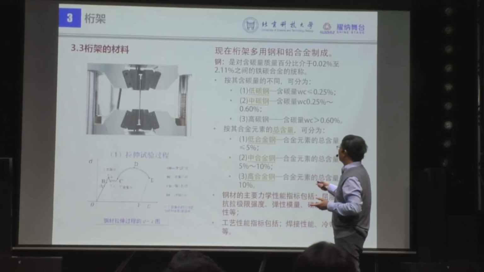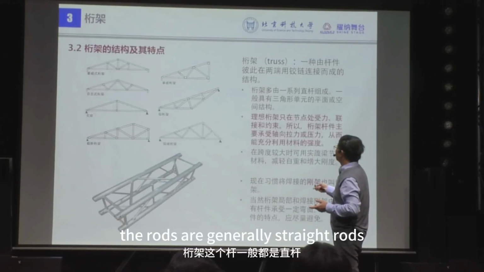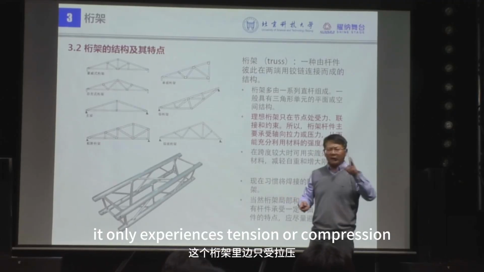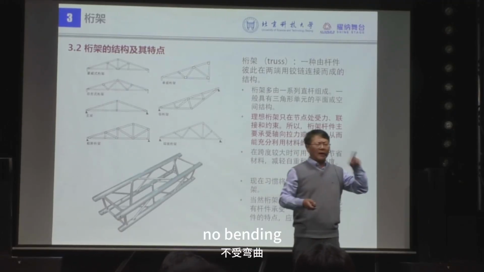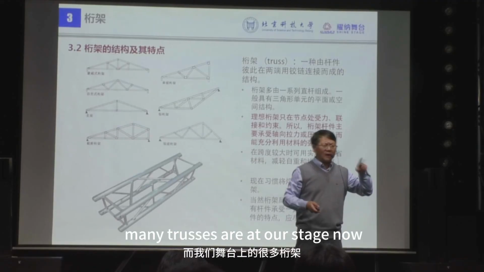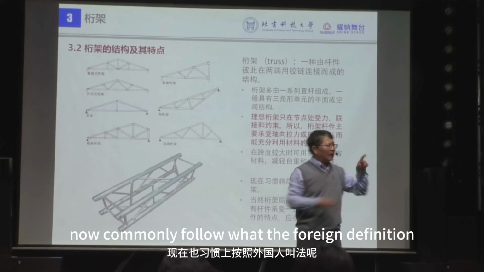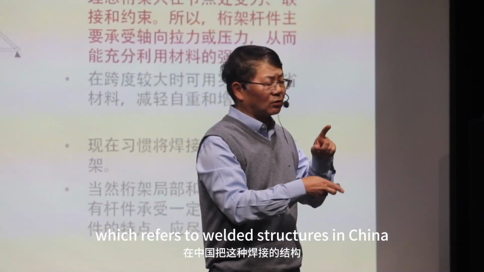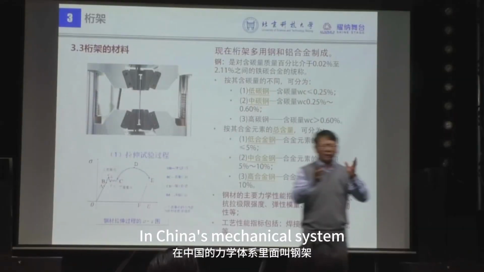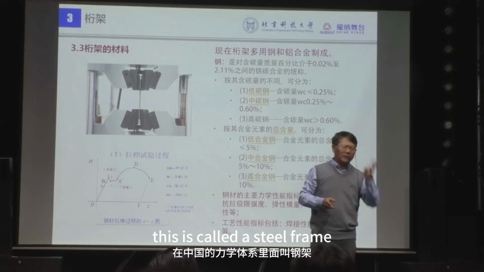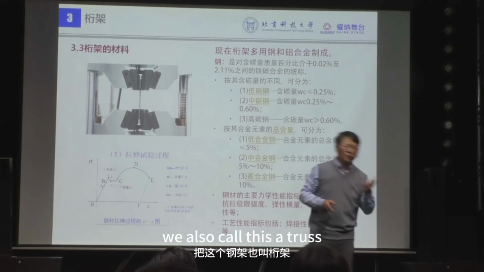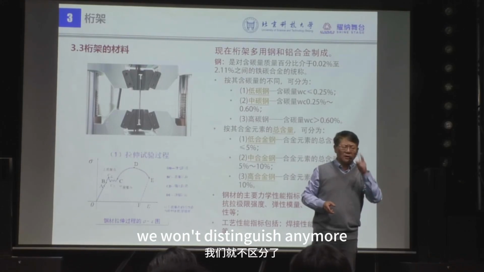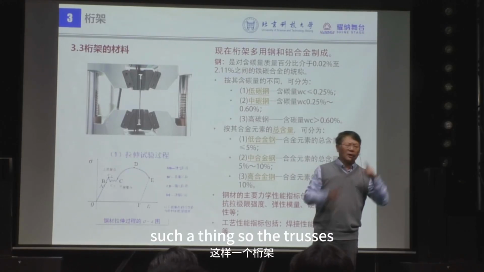This truss, the rods are generally straight rods. What's the advantage of this truss? It only experiences tension or compression, no bending. Many trusses at our stage now commonly follow the foreign definition, which refers to welded structures in China. In China's mechanical system, this is called a steel frame. We also call this a truss. We don't distinguish between them anymore.